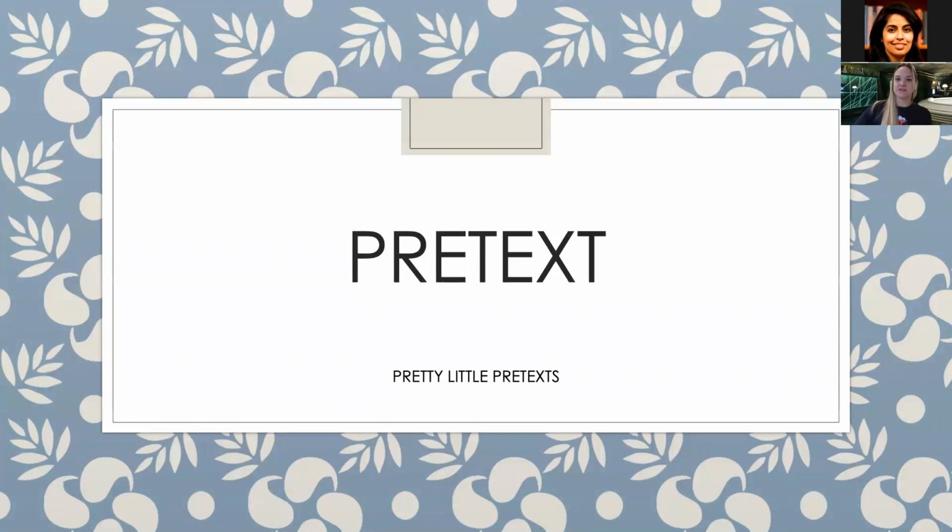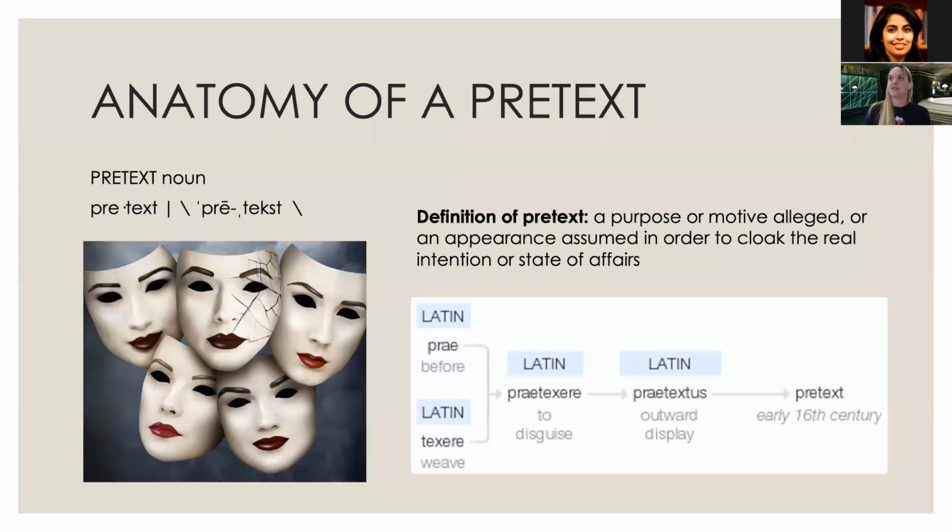First, we're going to talk about pretexts. So what is a pretext? A pretext is a purpose or motive alleged or an appearance assumed in order to cloak the real intention or state of affairs. So essentially it is a mask. And this disguise is your outward display that you are showing whomever you're engaging with to make them believe that you are someone that you're not, or that you have access that you don't, or that you're creating this character or this veil around yourself to give you a way to either trick the person into doing something or gain access to a place that you shouldn't, or something like that.